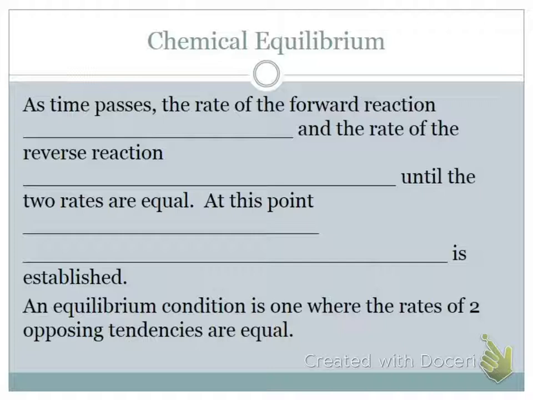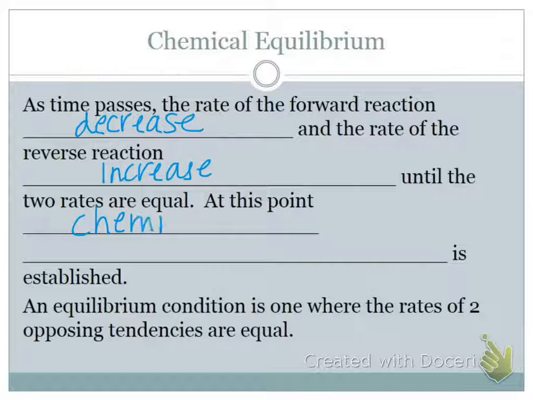As time passes, the rate of the forward reaction will decrease, and the rate of the reverse reaction will increase until the two rates are equal. And at this point, when they're equal, is what we have known as chemical equilibrium. Okay, and the video kind of showed it. You have the forward and the reverse reaction happening. May not be 50-50, may not be 50% of each reaction, but they're happening, and the changes may not look like something's happening, but at the molecular level, you actually have both reactions going on.